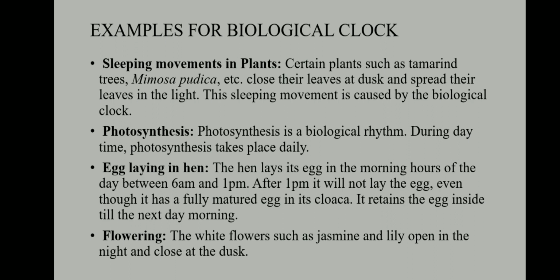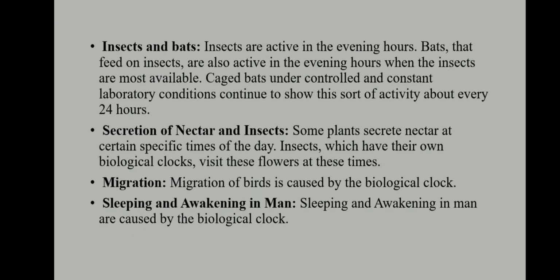Then flowering. The white flowers such as jasmine and lily open in the night and close at the dusk. Insects and bats. Insects are active in the evening hours. Bats that feeds on insects are also active in the evening hours when the insects are most available. Caged bats under control and constant laboratory conditions continue to show this sort of activity about every 24 hours. Then secretion of nectar in insects. Some plants secrete nectar at certain specific times of the day. Insects which have their own biological clocks visit these flowers at these times.